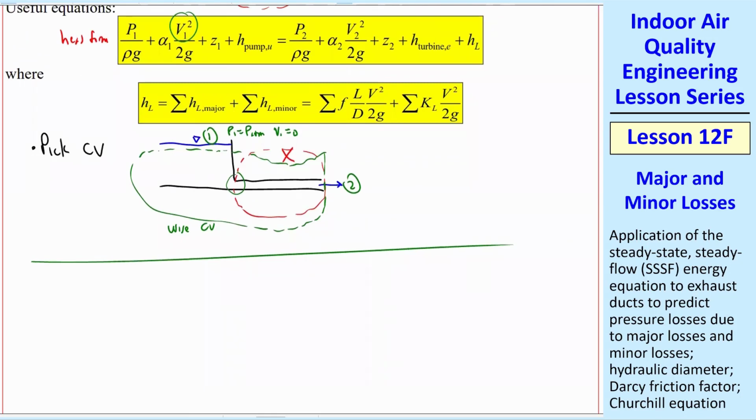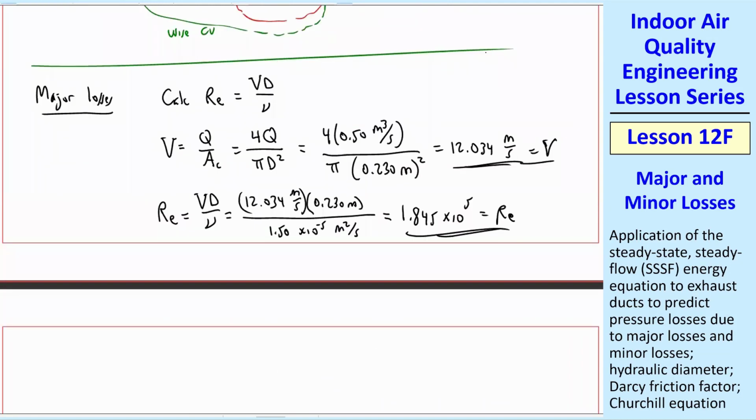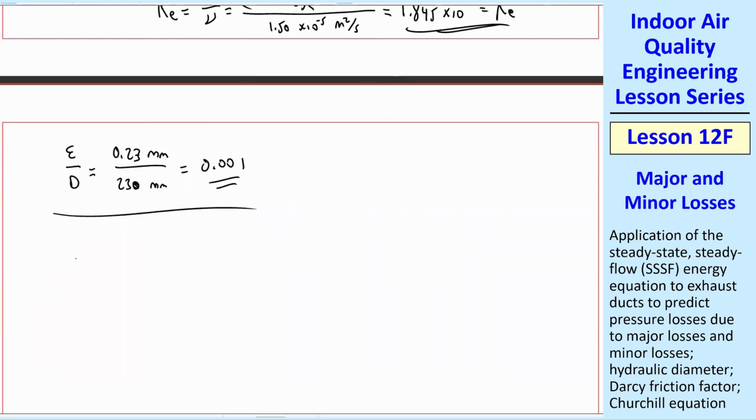Let's do the calculations. Let's do the major losses first. The first thing we have to do is calculate the Reynolds number. So first I calculate V is Q over A_c, and then we get about 12 meters per second as our average speed through the pipe. Now I plug that into the Reynolds number, and I get 1.845 times 10 to the 5th. Greater than 2300 by a large margin, so this is definitely turbulent. Epsilon over D, I get 0.001. So at this Reynolds number and epsilon over D, we can calculate f.